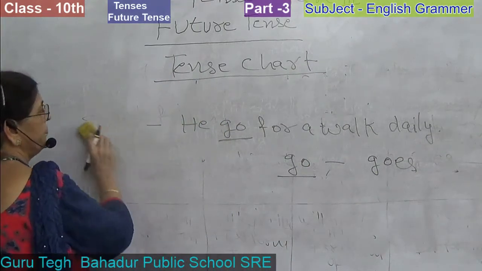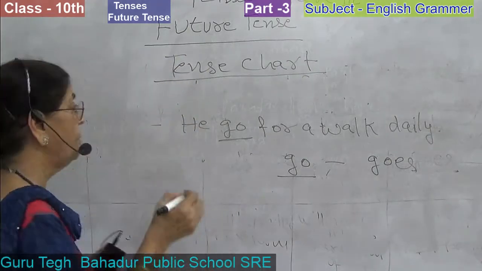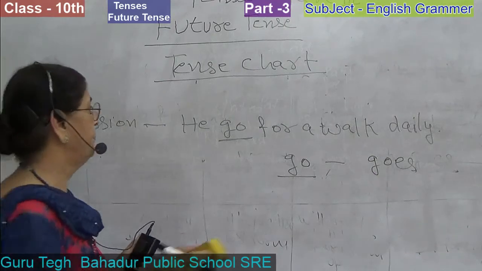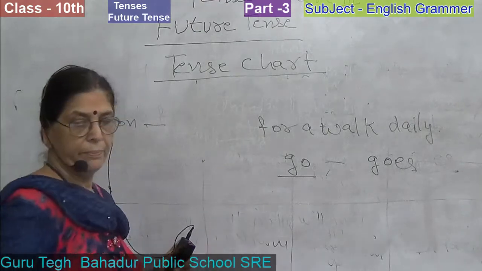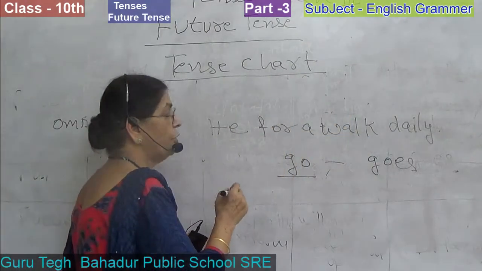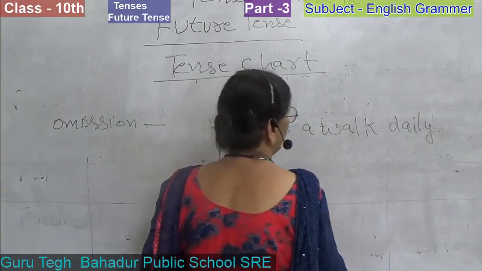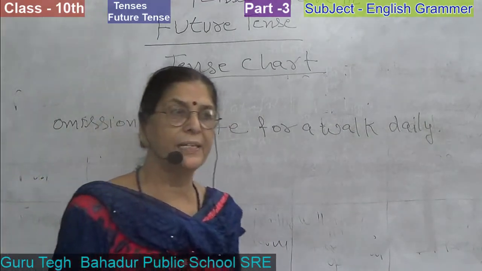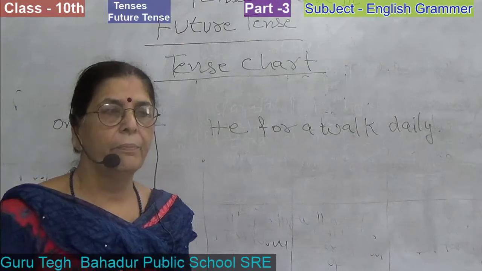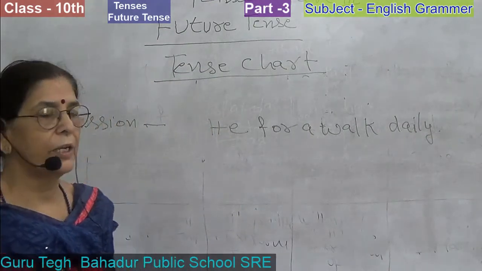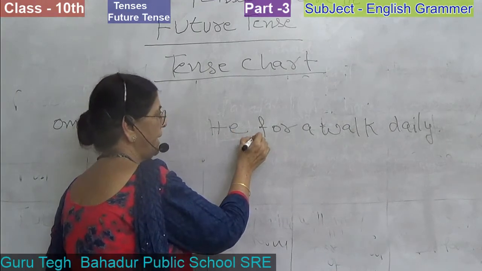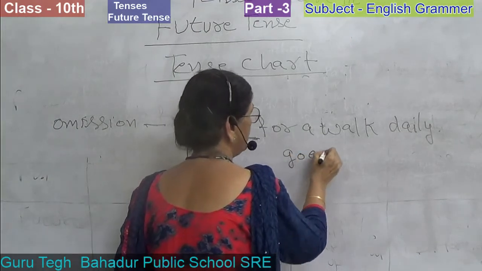Then it may come in the form of omission also. Omission here means the word is omitted. The word is not there. How will the sentence be? He for a walk daily. So we have to find out which word is omitted. Here I am concerned with the tenses, that's why I am telling you only the tenses. The error or omission may be of determiners, prepositions, conjunctions, or tense. From all the angles, you have to be particular while finding the omission. So here the verb is omitted. Our answer is: He goes for a walk daily.